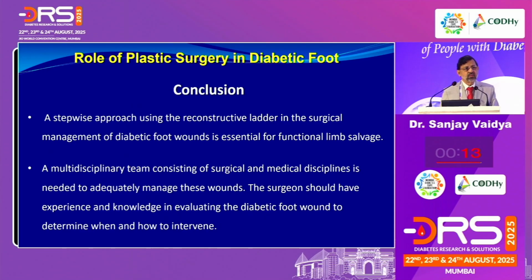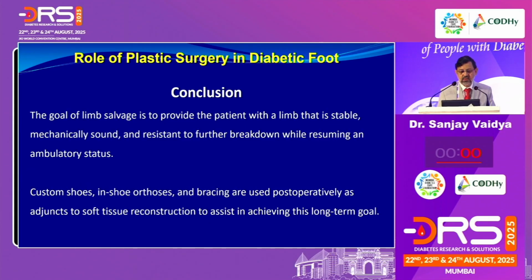So as you can see, we can start from a simple procedure and go to a complex procedure depending on what kind of wound we are dealing with, what kind of defect we are looking at, what the vascularity is, and what comorbidity the patient can tolerate for extensive procedures, and then accordingly we take it forward. So I think this is how we as plastic surgeons and diabetic foot surgeons try to save the limbs.